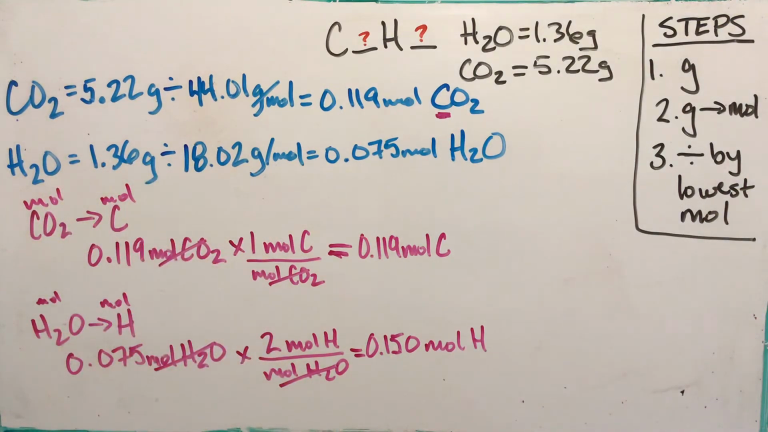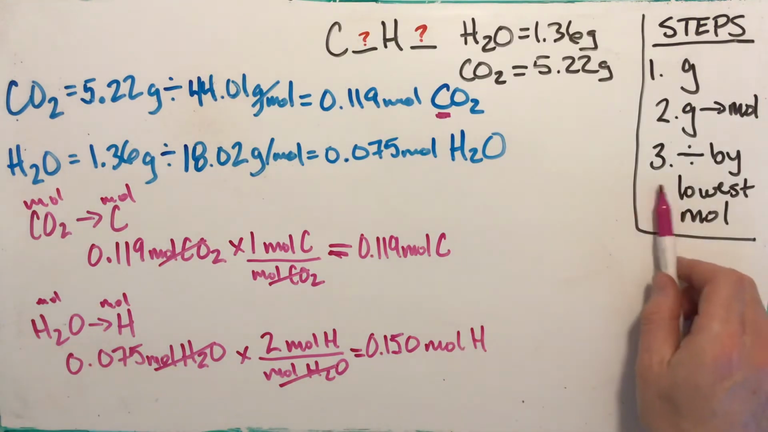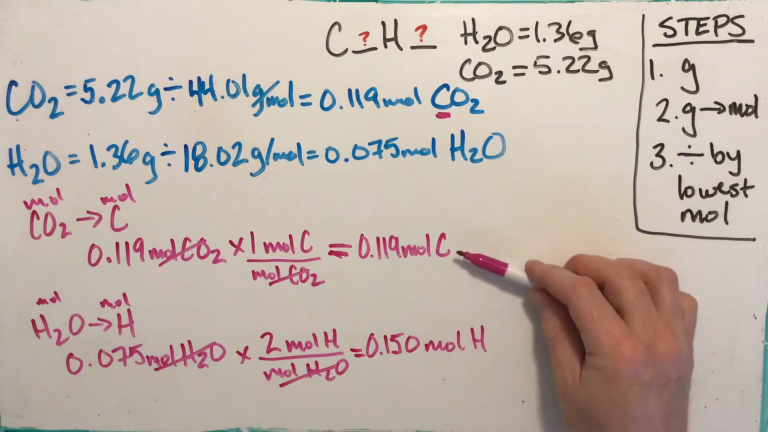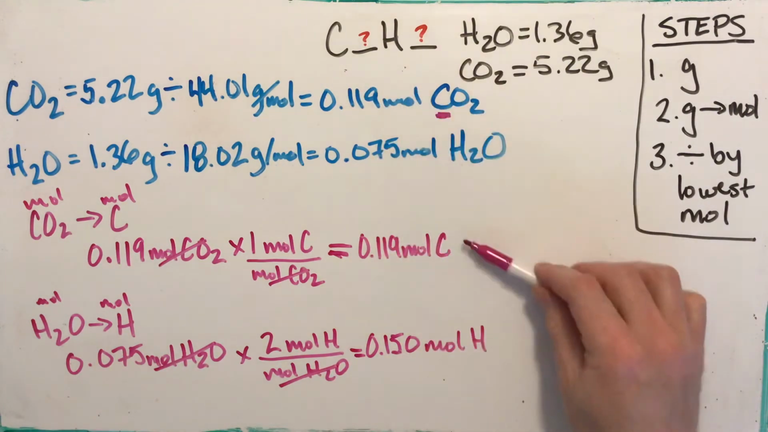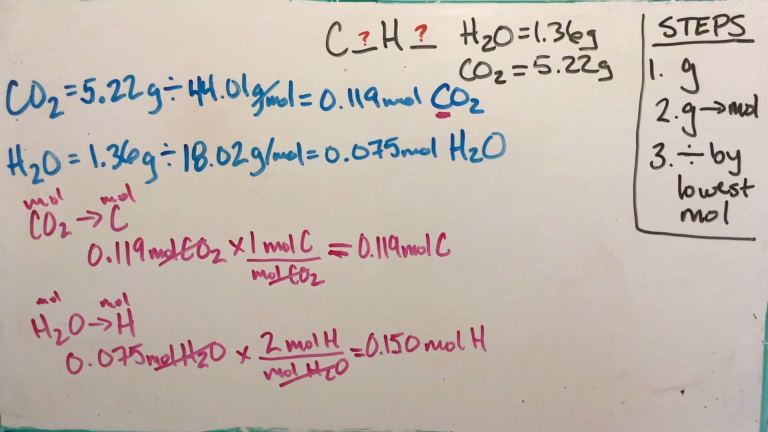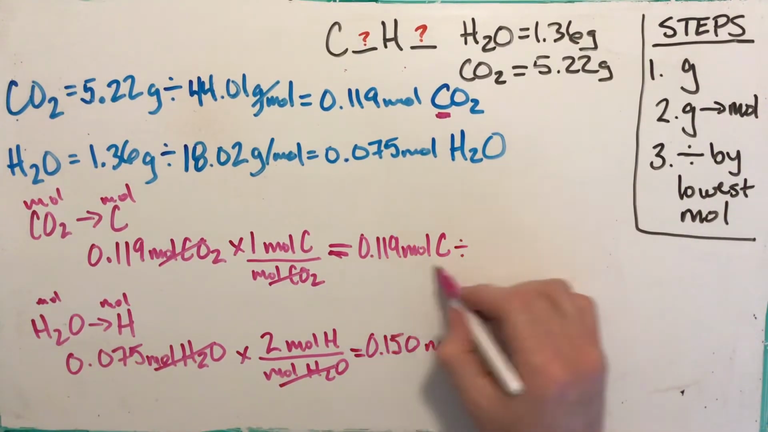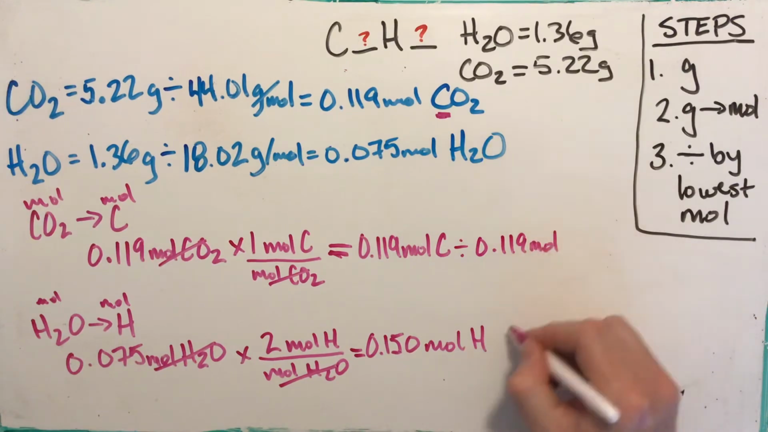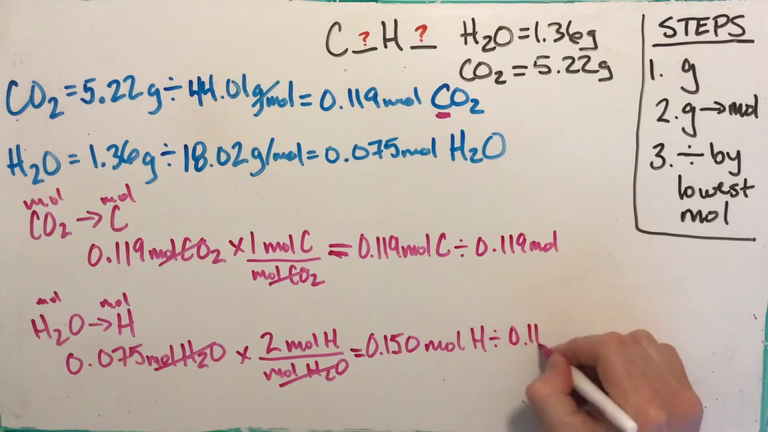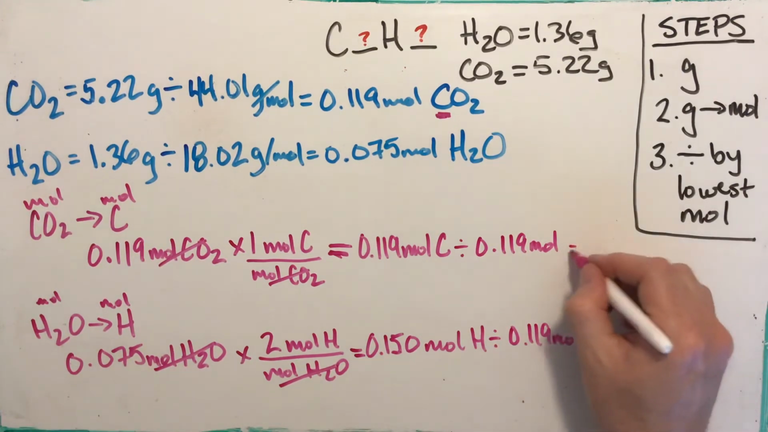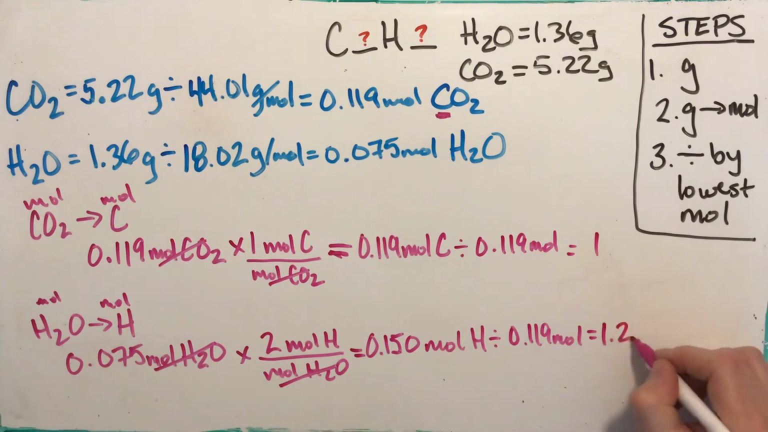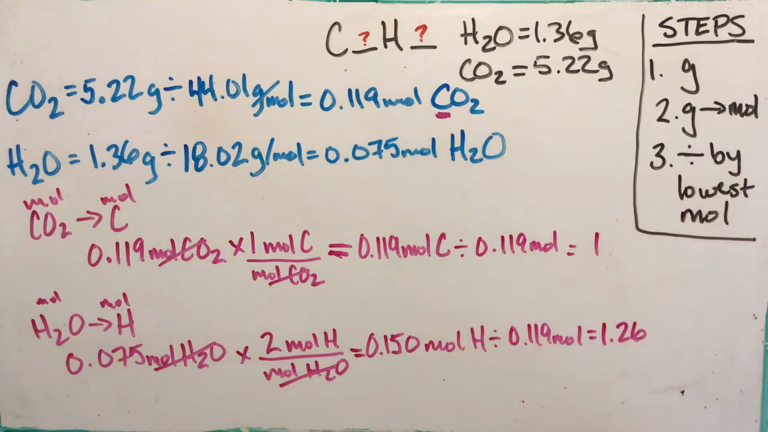All right? Now that I have the moles of the elements, now I can go back into here and I divide by my lowest mole number. Because now I'm dealing with carbon and hydrogen, not carbon dioxide and water. So my lowest mole number is this one, 0.119 moles. That one will be 1, and this one ends up being 1.26.